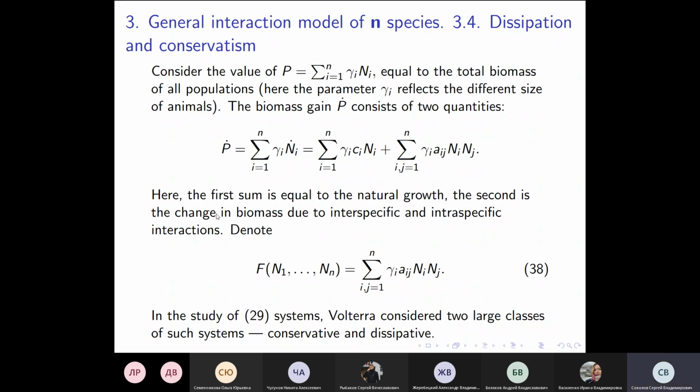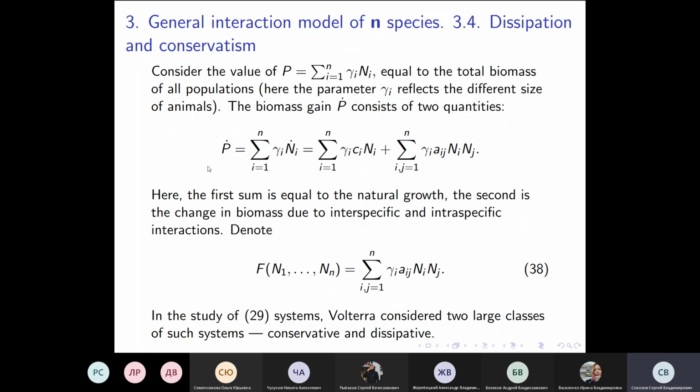The dissipation and conservatism models. So far, we've finished our last lecture with the definition of conservative and dissipative systems. So once more, we calculate the biomass gain. That is, P is the sum of our Ni with some coefficients that reflect the different size.